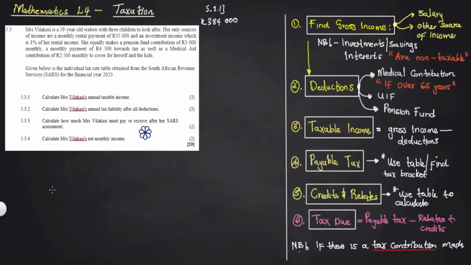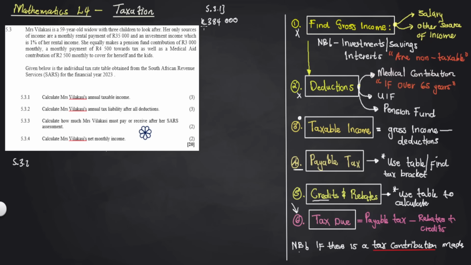Okay, next question. 5.3.2, calculate Miss Vilakazi's annual tax liability after all deductions. Nice, very nice. So for the first question, they made us jump only to calculate to step number 3. For the next question, they want us to calculate the due tax after all deductions, which are these credits and these rebates. So we need to start off by calculating the payable tax first.